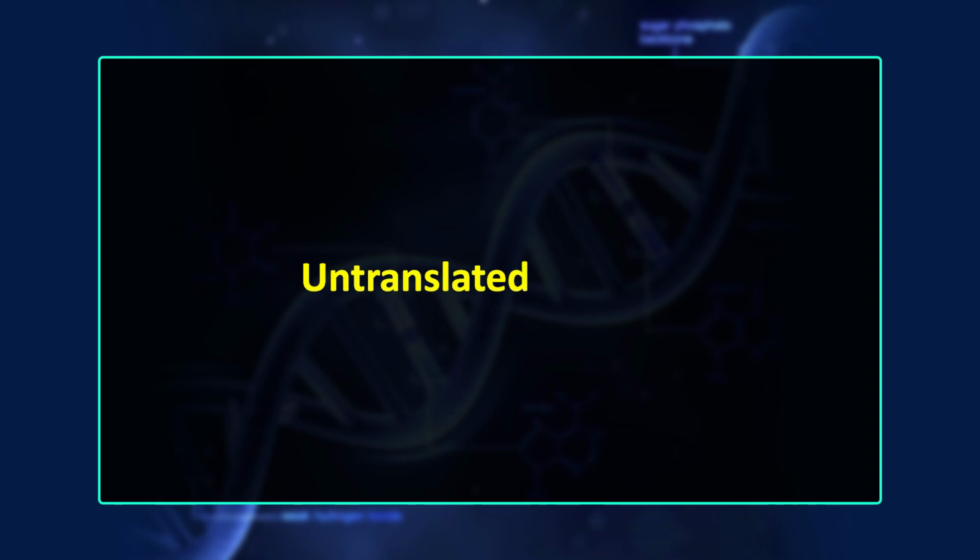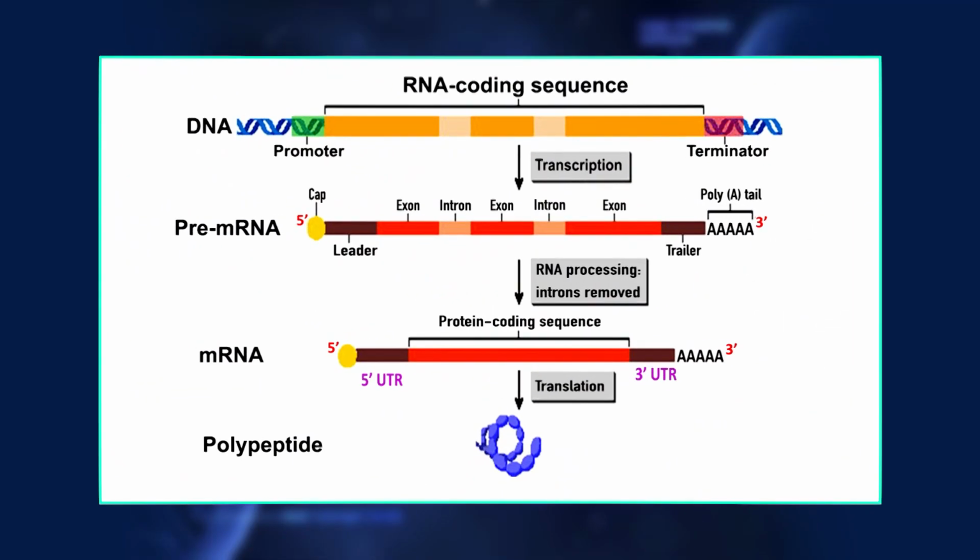Dear students, let's now discuss the untranslated regions. The standard biochemistry and molecular biology textbooks describe non-coding nucleotides in mRNA located between the 5' end of the gene and the translation initiation codon. These regions are called 5' untranslated regions or 5' UTRs. Similar regions called 3' untranslated regions or 3' UTRs are found at the end of the gene.